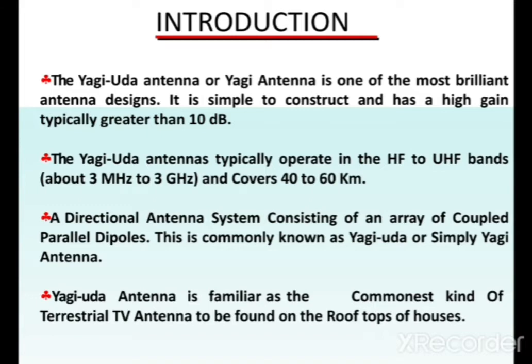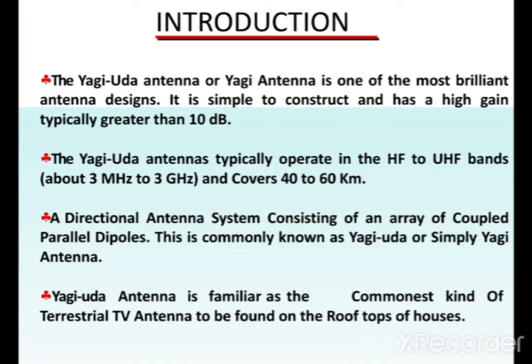A directional antenna system consists of an array of coupled parallel dipoles. This is commonly known as the Yagi-Uda antenna, or simply the Yagi antenna. Why do we call it the Yagi-Uda antenna? This antenna was invented by two scientists, one is Yagi and another is Uda. That's why it is the Yagi-Uda antenna, and the antenna system consists of an array of coupled parallel dipoles. So this is commonly known as the Yagi-Uda antenna.